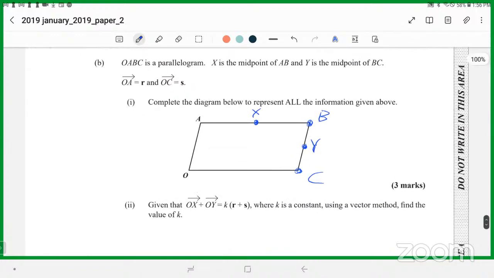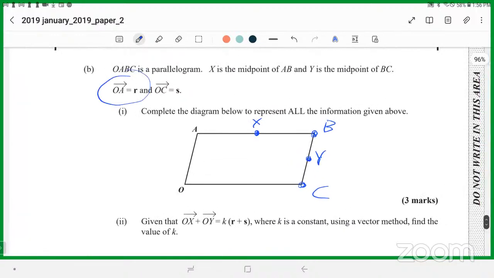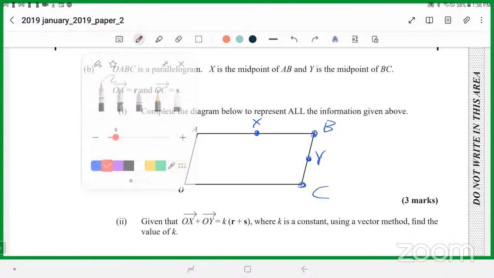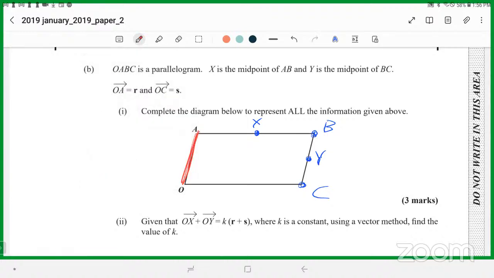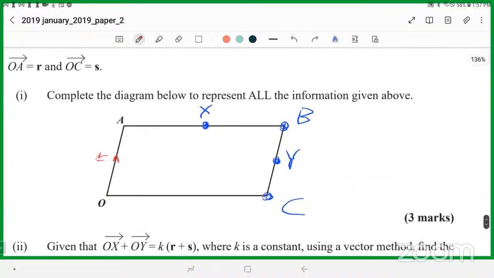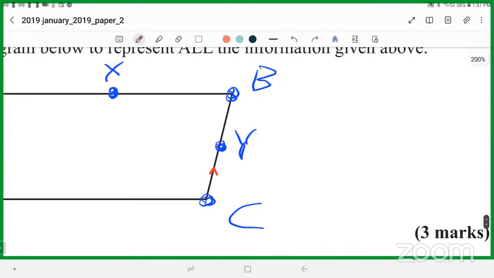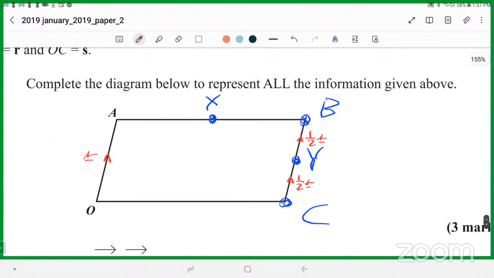All right. Then they give us some vectors. It says OA is vector R. Let's put it on now. This vector up here is R, all of it. So over here, the whole of this is also R. But because this is the midpoint, we're going to break it up and say this is half R, and this is also half of R. Okay with that so far?